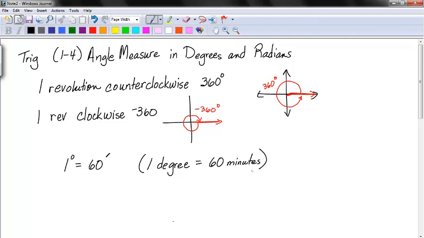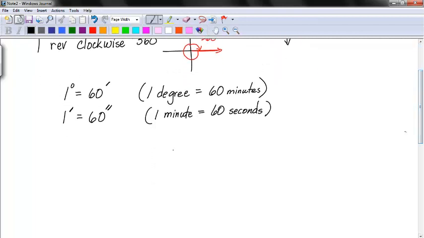Okay, and then 1 minute, think how small 1 minute would be. 1 minute equals 60, and look at this symbol, 60 seconds. So 1 minute equals 60 seconds. Now the author is going to have you convert from what we call decimal degrees to degrees, minutes, and seconds, and degrees, minutes, and seconds back to decimal degrees. And I'm going to take you through how to do that.